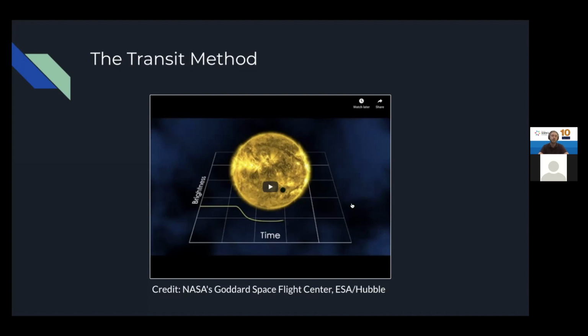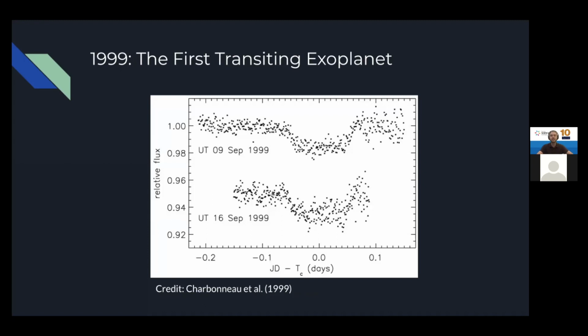I'd also like to show you what the data looks like for the transit method. This is a plot of the very first transiting exoplanets ever found. In 1999, Professor David Charbonneau observed these two transits spaced 7 days apart. And you can see that as time progresses, the star is at a uniform brightness, and then the planet starts crossing in front of the star.